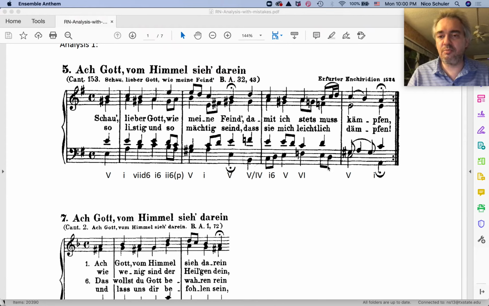The student maybe forgot to indicate a chord right here. Let's see what it would be. We have B, D, F, that is a diminished triad on the second scale degree. So this is 2 diminished 6. So 6, 2 diminished 6, going to 5, going to 1.